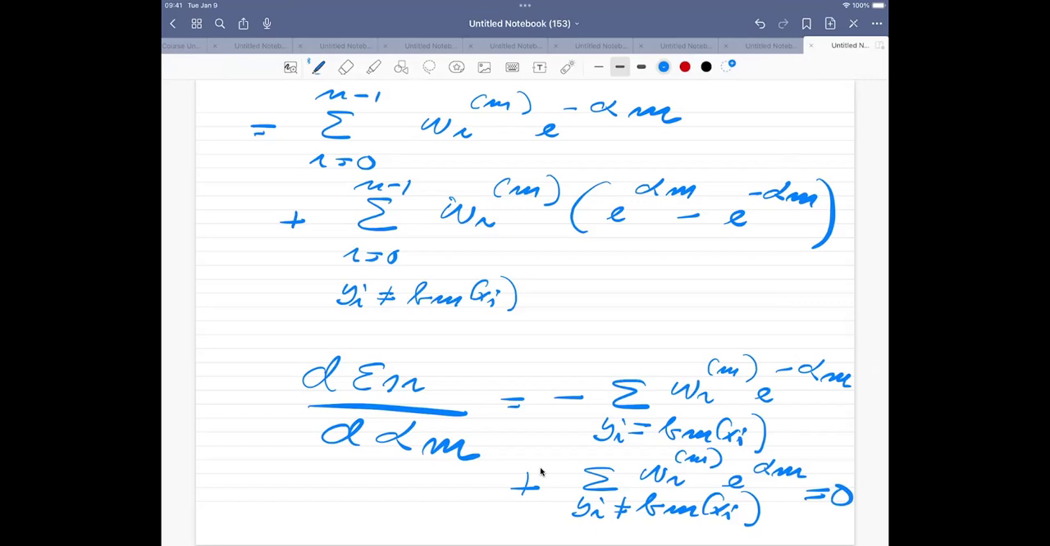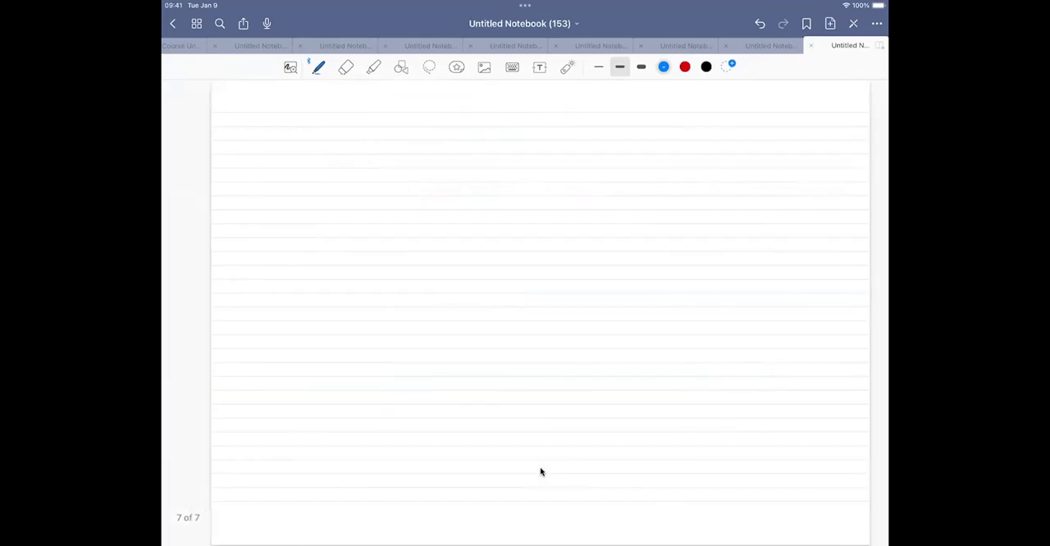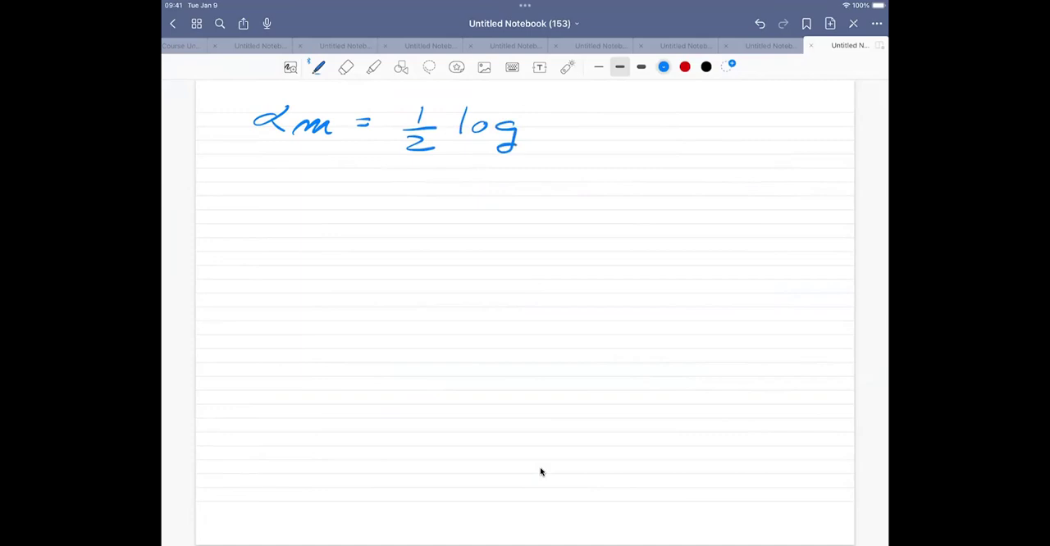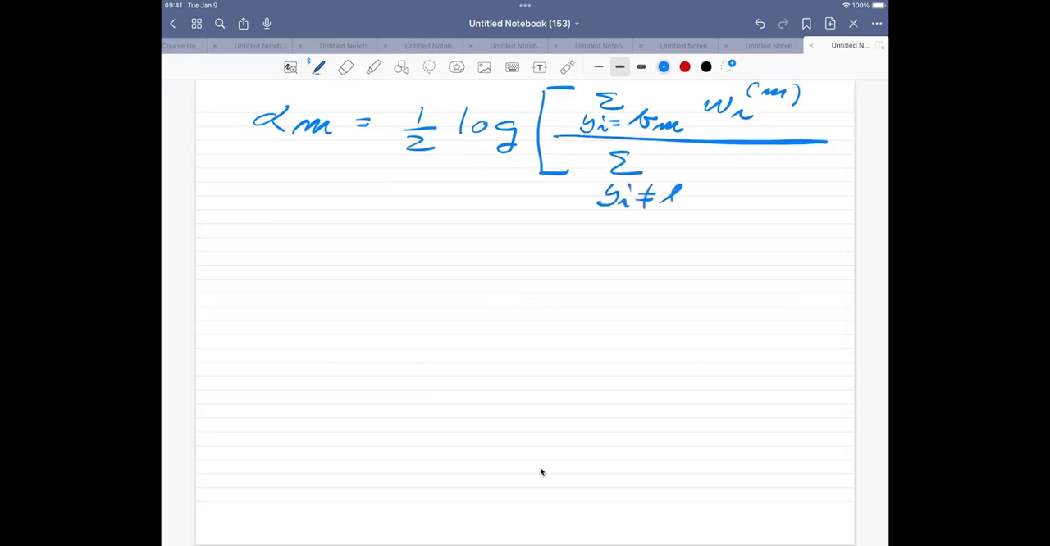Now we can manipulate this equation here, and I'll just give you the final answer here. We can then find that this alpha of m is defined as 1/2 of log, and then I have a sum over the correctly classified of b of m, and this contains w_i of m here, divided by the wrongly classified. This is actually not so difficult because it's just you reordering these equations.